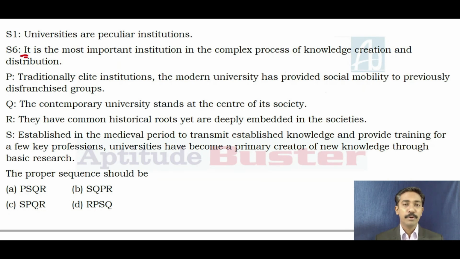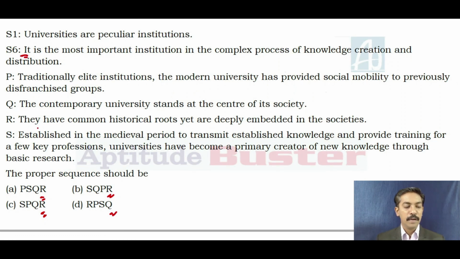Now, I said pronoun should always follow a noun. S6 says it is the most important institution, which means the 5th sentence must be singular because here it is the most important institution. Thereby, look at the final segments. Luckily, you have R in 3 options and Q in 1 option. Check out whether R could make sense or Q could make sense.